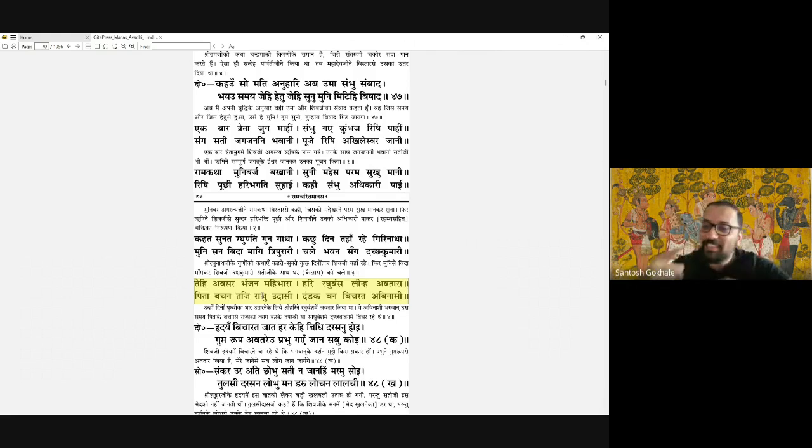But the story is the same. The pattern is repeating. But the casting of the pattern happens again and again and again. And why is he taking birth? Bhanjana mahibhara, to destroy the load of the earth, to kill the demons. Hridaya bicharata jata hara kehi vidhi darasana hoi.